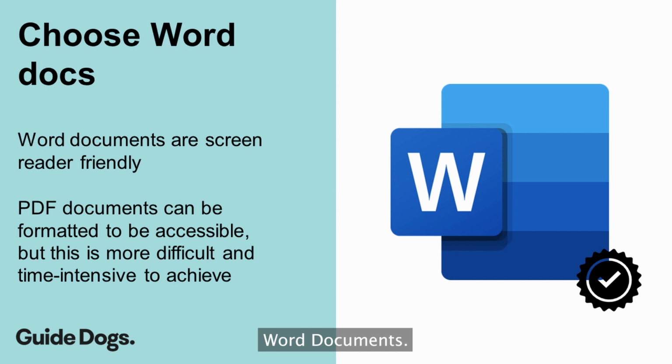Word documents. Word documents are a screen reader's best friend. Using a Word document that is well formatted is going to make it easy to read all the information. While PDF documents can be formatted to be accessible, this is more difficult and more time intensive to achieve. As a result, we recommend using Word documents where possible.